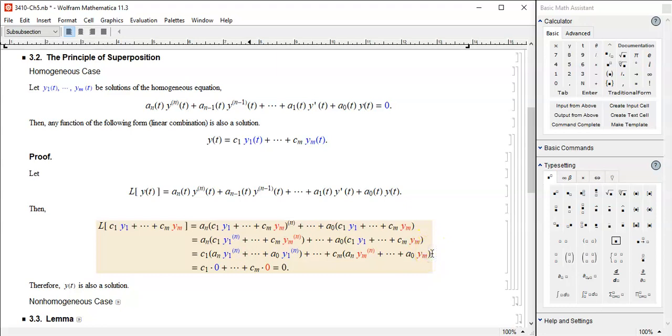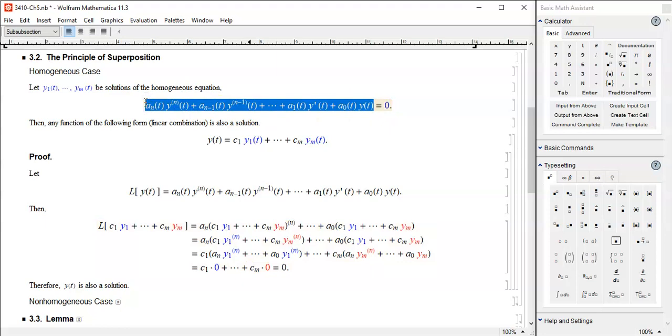Now we can change the order. Here an times c1, and then next an minus 1 times c1, and so on, all those y1 parts put together. Then what do you get? c1 times the nth derivative of y1, plus an minus 1 times the n minus first derivative of y1, and so on and so forth. All the y1 part here. And what is this? This is just the left-hand side of the ODE. So that's 0.